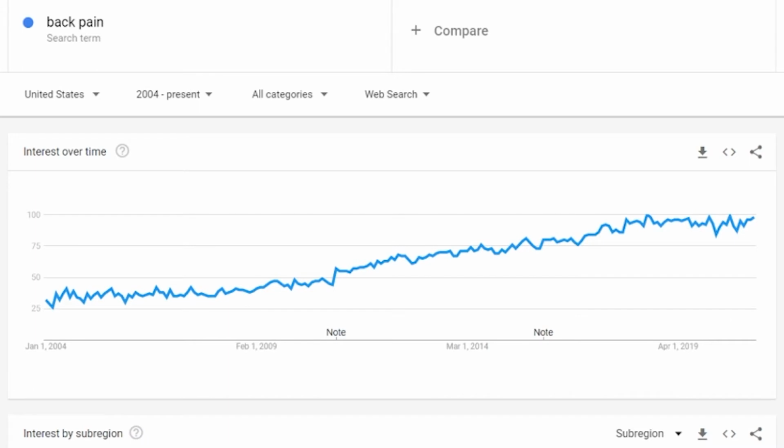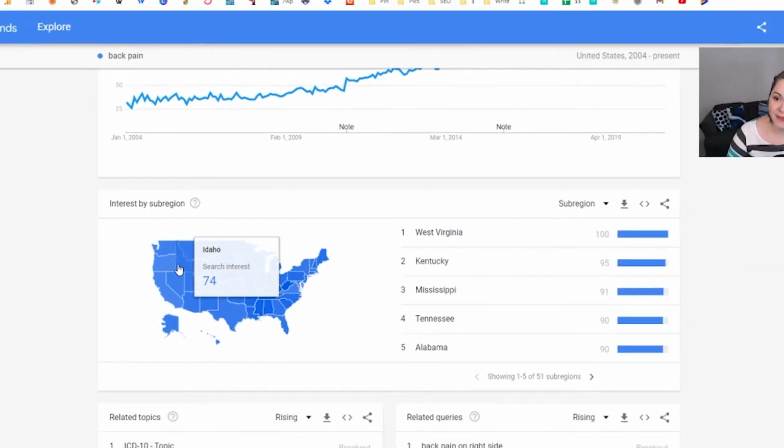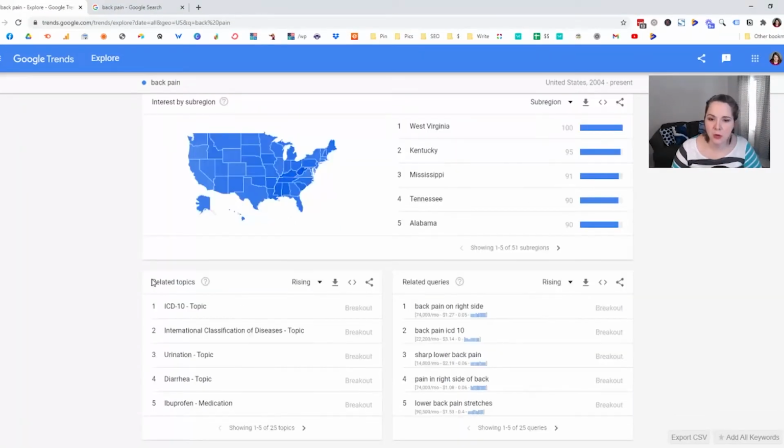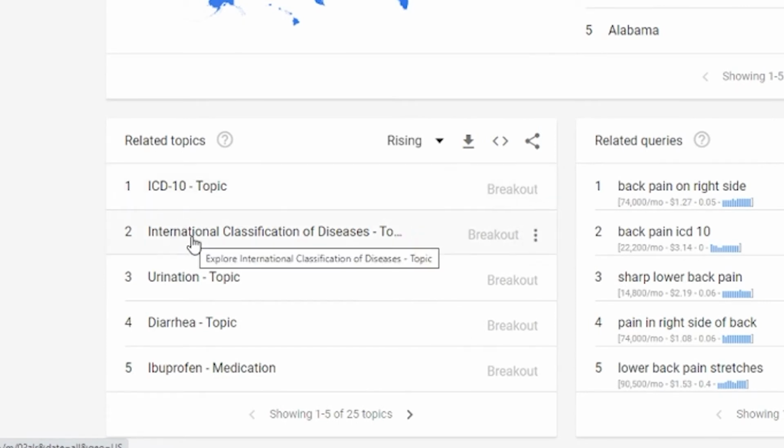You can also see where are people having the most back pain. So West Virginia, Kentucky, Mississippi, Tennessee, Alabama, you can kind of get an idea of where people are suffering from this condition the most. Down here, we'll also have related topics. You have ICD-10, which is apparently the International Classification of Diseases. If you're talking to physicians, you may want to write something about the ICD-10.